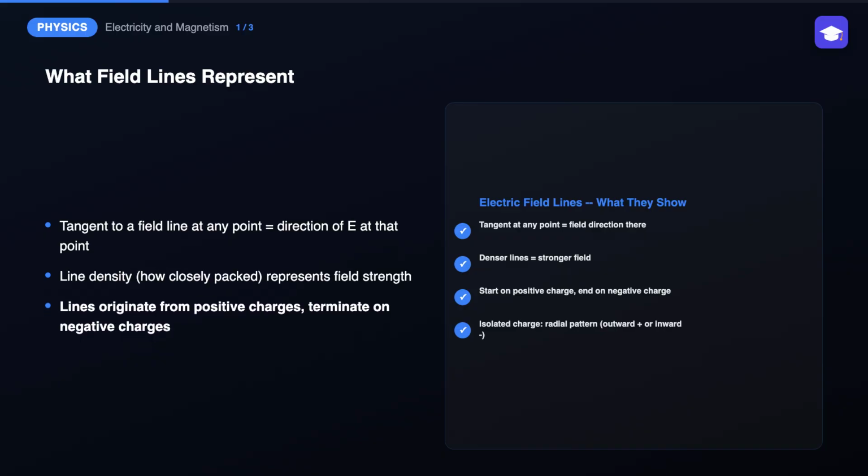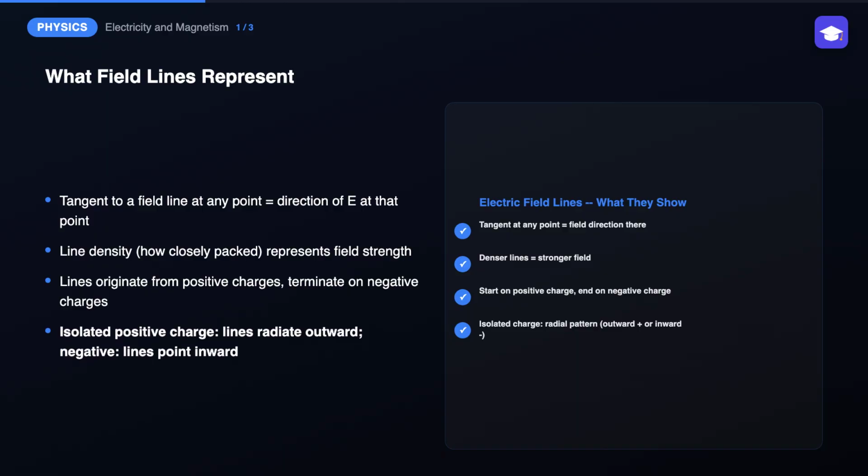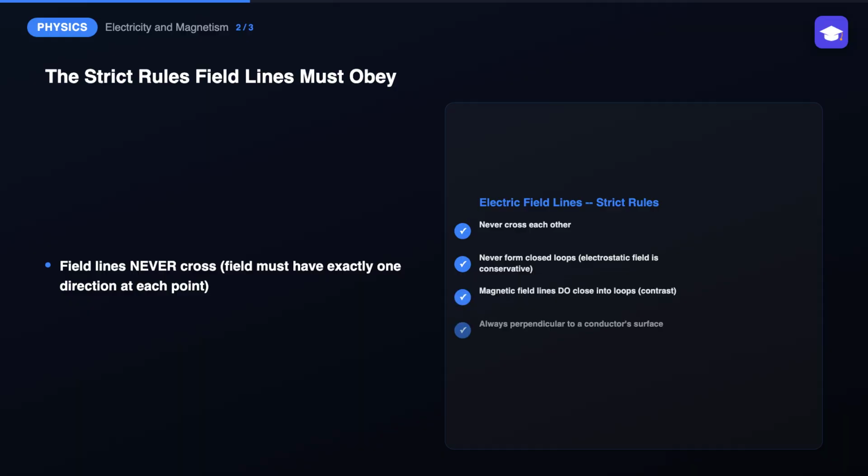Field lines genuinely always originate from positive charges and terminate on negative charges, or extend outward to infinity if no matching negative charge is nearby. For an isolated positive point charge, the lines radiate outward symmetrically in all directions, while for an isolated negative charge, they point inward toward it symmetrically from all directions. Field lines genuinely can never cross each other.